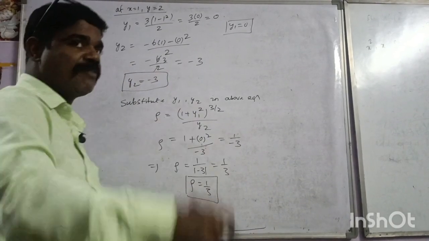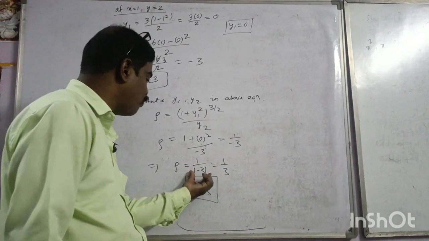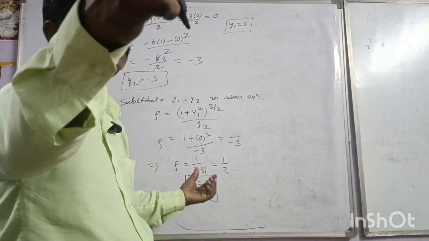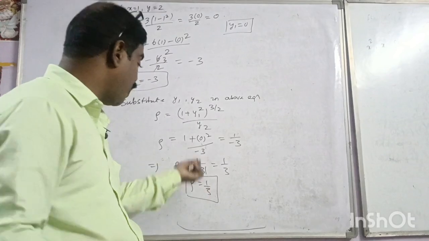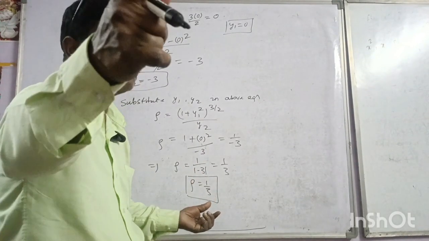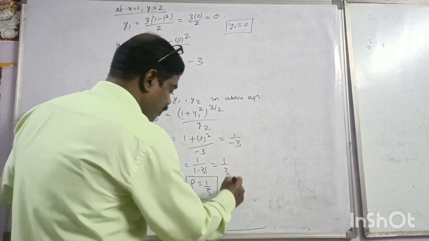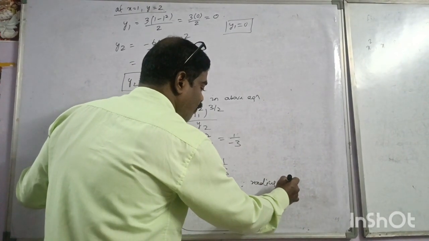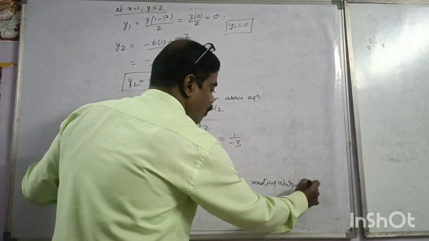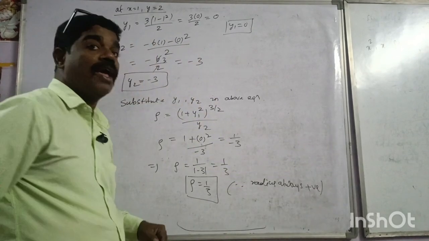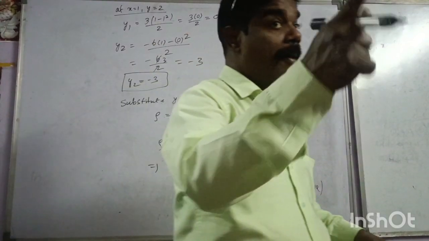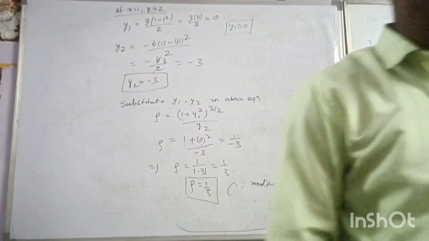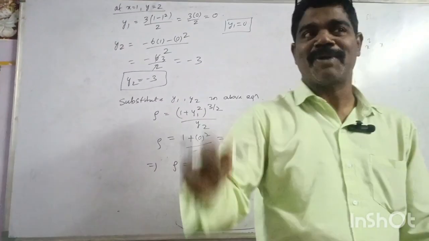Remember one point I am telling you: why are you putting mod here? Because radius is always positive. If you are getting negative also, you have to write positive, since radius is always positive. Curvature may be negative, but radius is always positive. Have you understood? Any doubt? Okay, bye.